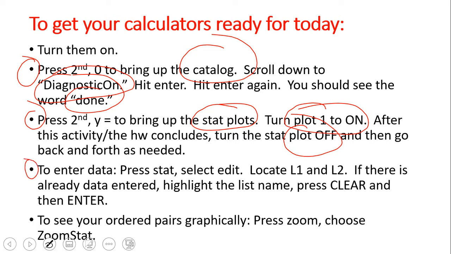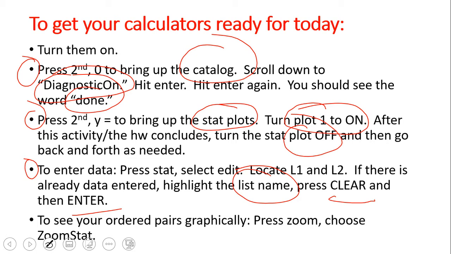Let's say you want to enter data, not just for this example, but for future examples. You're going to press the stat key. Then you're going to select edit. You should hopefully see list 1 and list 2. If for some reason you don't, let me know and I can help you figure out how to get them back. If there is already data in your list and you want to get rid of it all at once, you're going to highlight the list name, L1 or L2, press clear, then press enter, and it should delete the whole list for you. You can also delete the values one at a time.